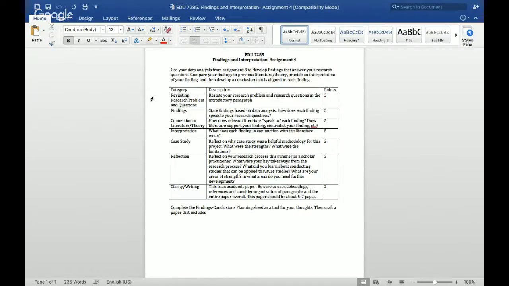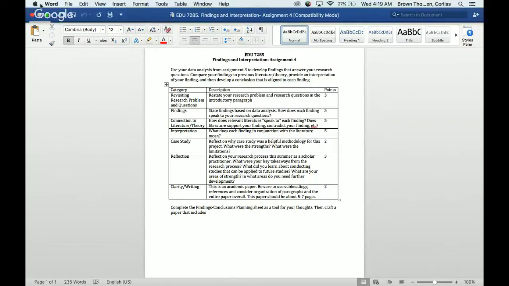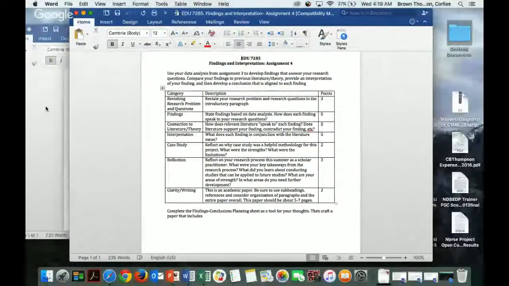What we want to do for assignment 4 is take those 2 different sources of data, put them together with the research questions, think about the research problem, and figure out what all this means together. All right, since you have a sense of where we're going, let's flip over to the table that I was referencing.